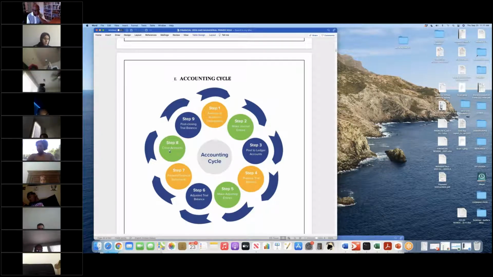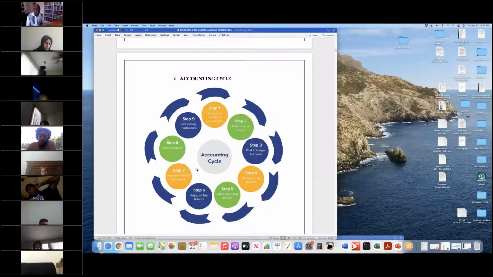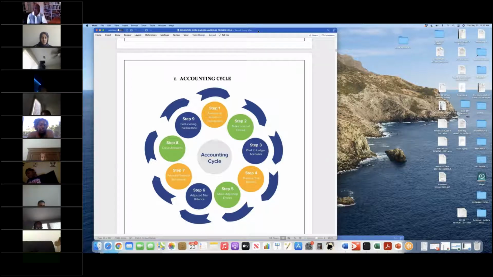So this is where we will be at midterm. If you're taking a problem from step 1 through step 8, but skipping steps 5 and 6. Are there any questions? Okay.